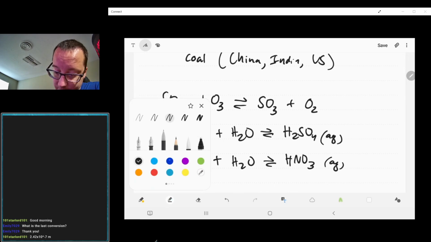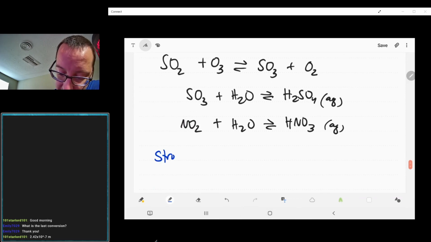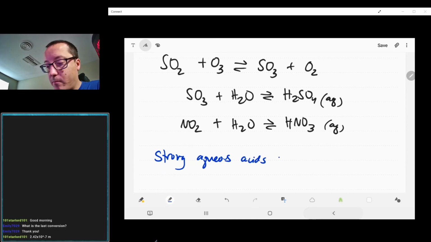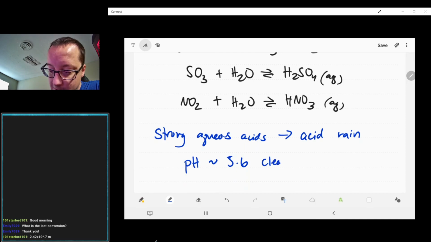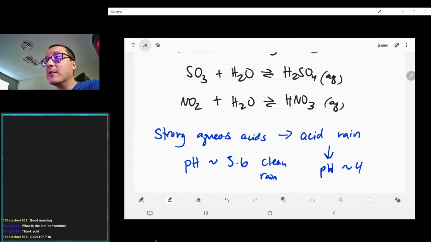And overall, these strong aqueous acids amount to what is called acid rain, where the pH of rain is roughly 5.6 or so for clean rain, slightly acidic due to carbon dioxide. But acid rain has a pH of about 4 or so, which is pretty significant, right? That's well over 10 times more acidic than the water would normally be from the rain.